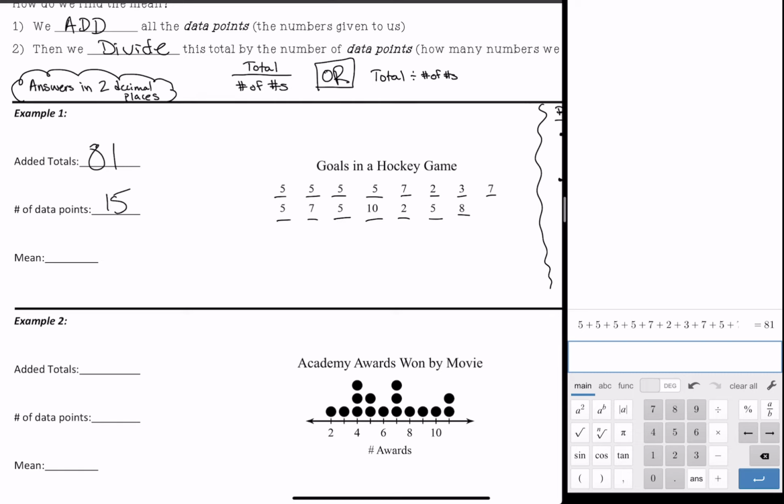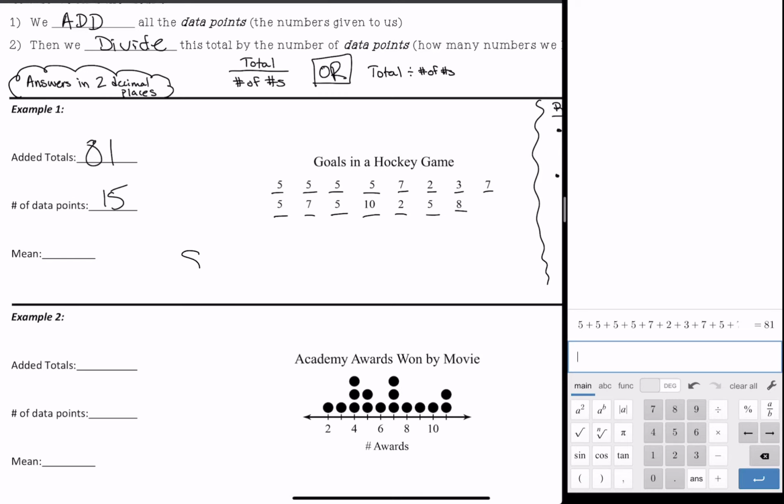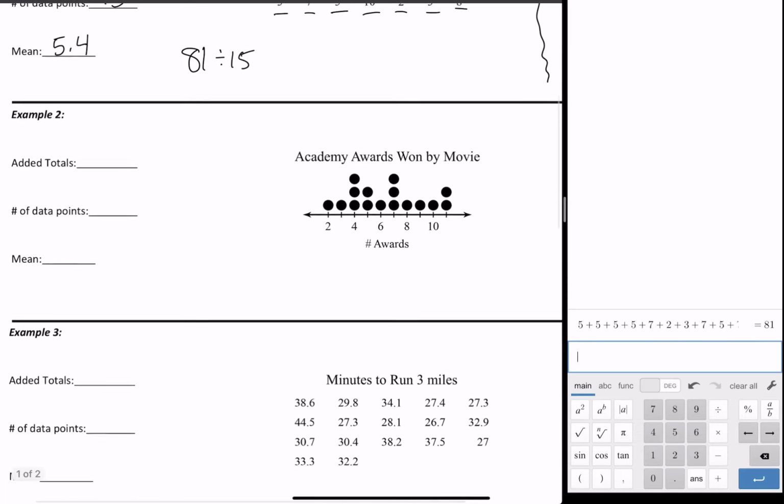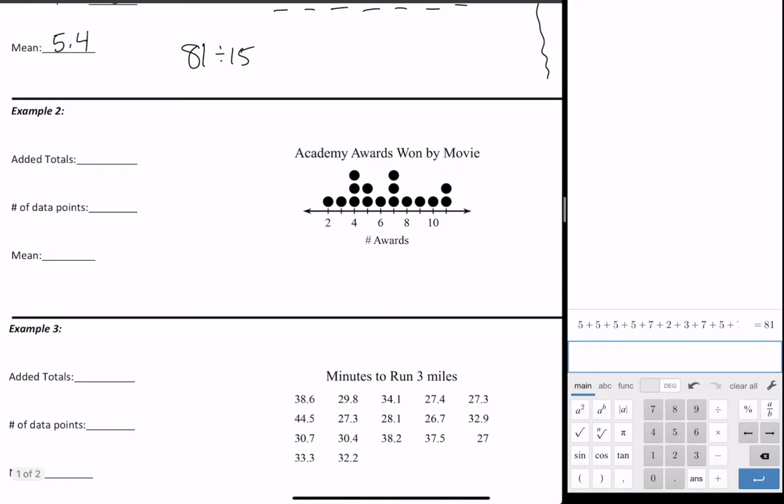And therefore, in our calculators, we're going to take 81 and divide it by 15. And what we get is 5.4. So there's no rounding in here. It was a perfect answer of 5.4. All right. So now we're going to look at our next one here.